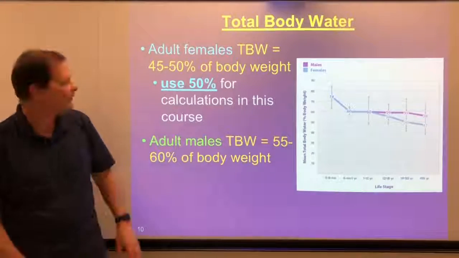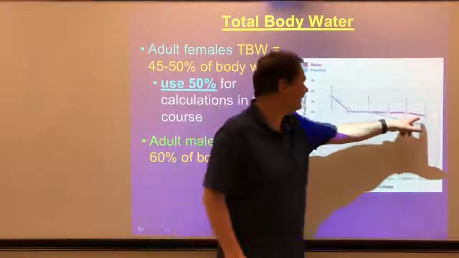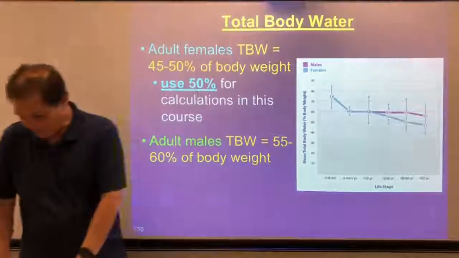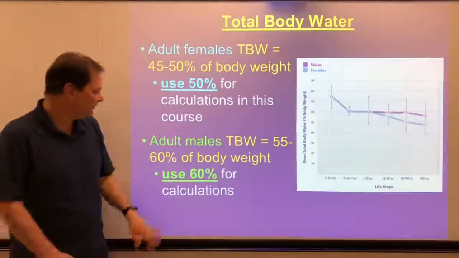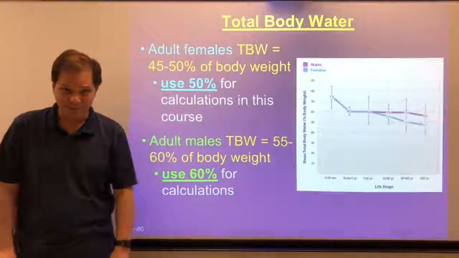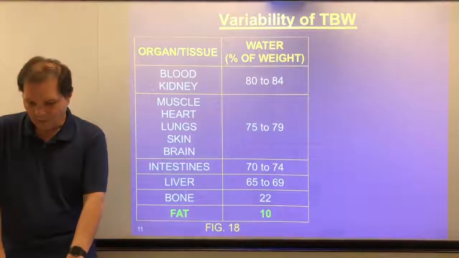For adult males, it's a higher percentage, 55 to 60%. You can see that here. Males are the purple line. Here it's 56. And you use 60% for the calculations in this course, which is a nice round number that will allow you to do those calculations with less trouble.